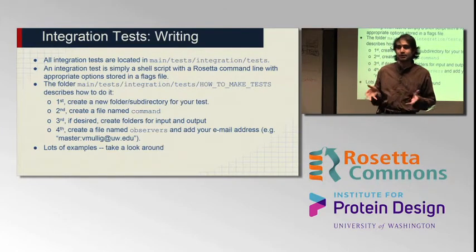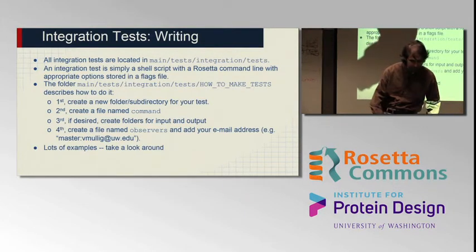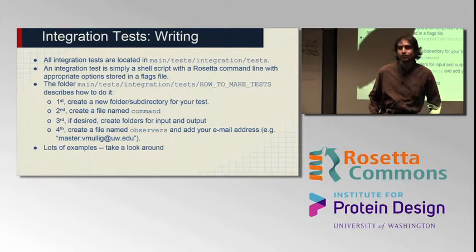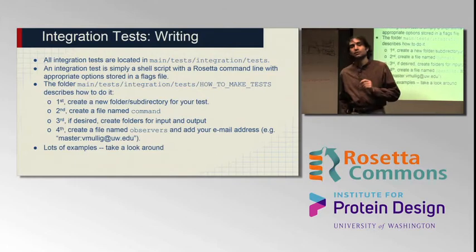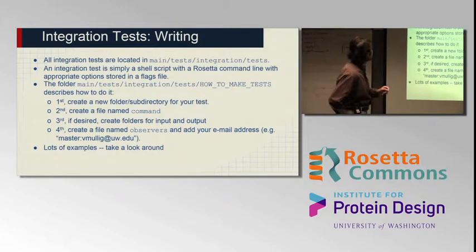And in that command file, it's just a bash script that runs some Rosetta app and provides some sort of input and tells it to produce some sort of output. Make sure that whatever you're setting up takes about 30 seconds to execute. It shouldn't be a scientifically accurate trajectory. It should just test the working of something. If you want to, make folders for input and output. And finally, create a file called observers and add your email address to it.